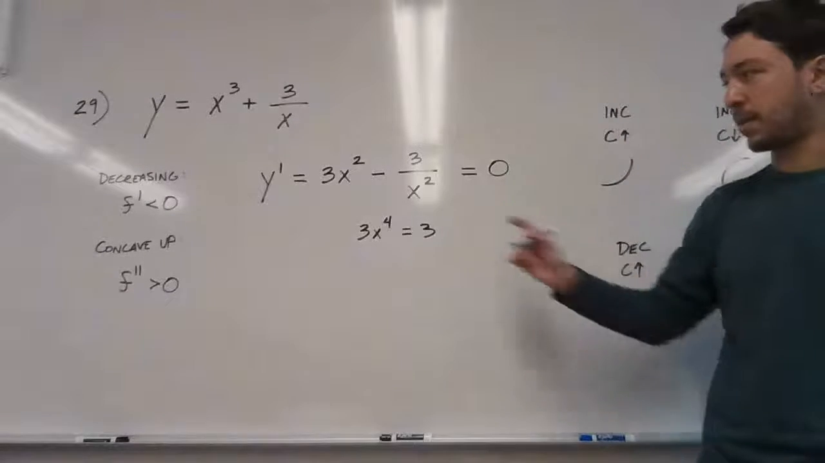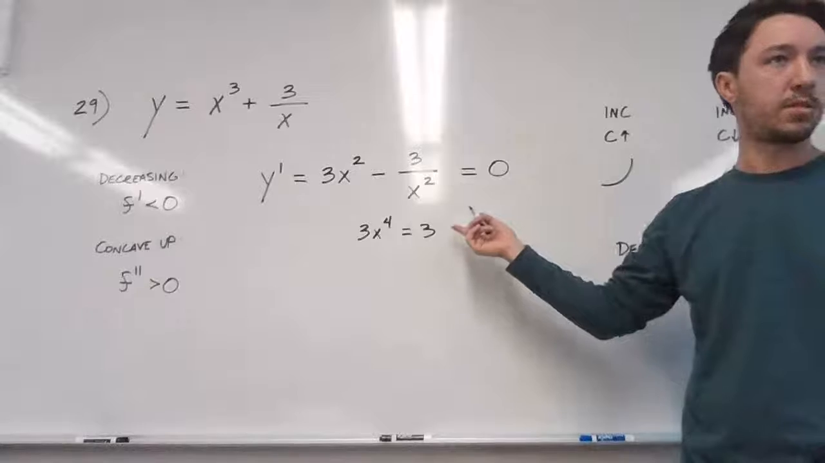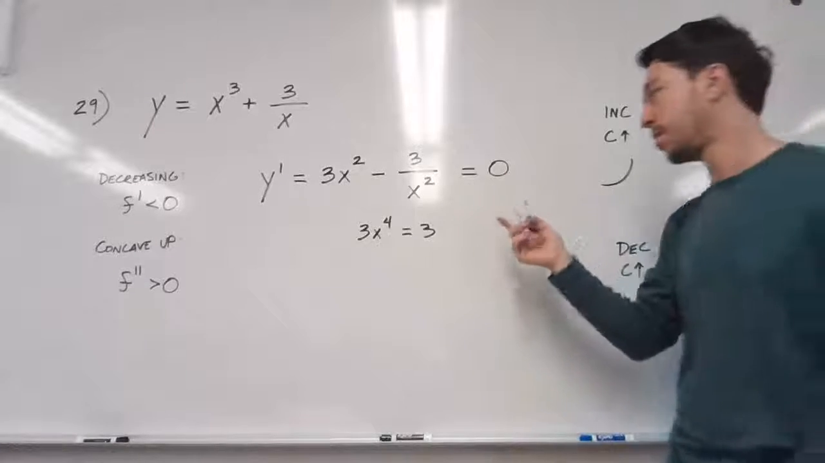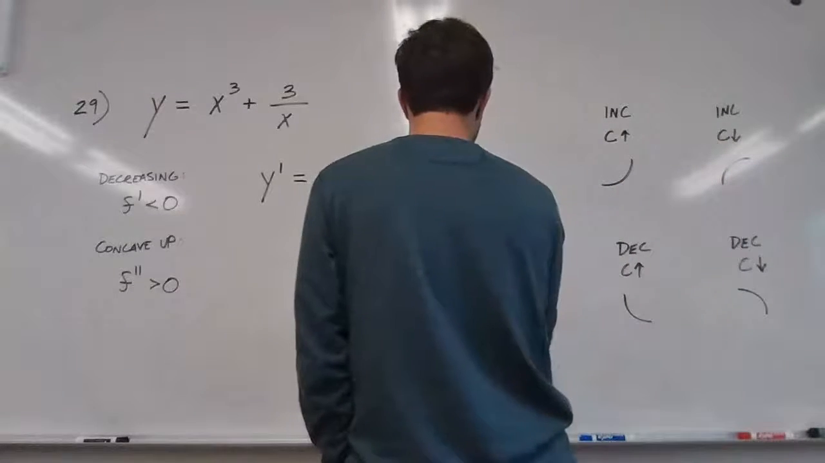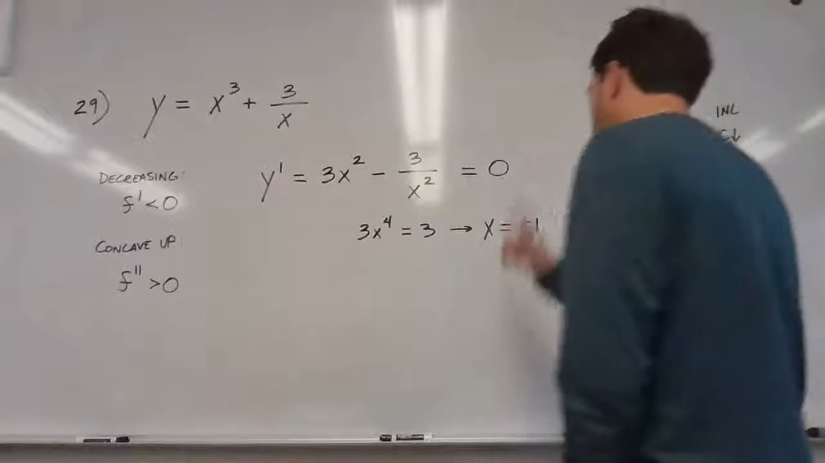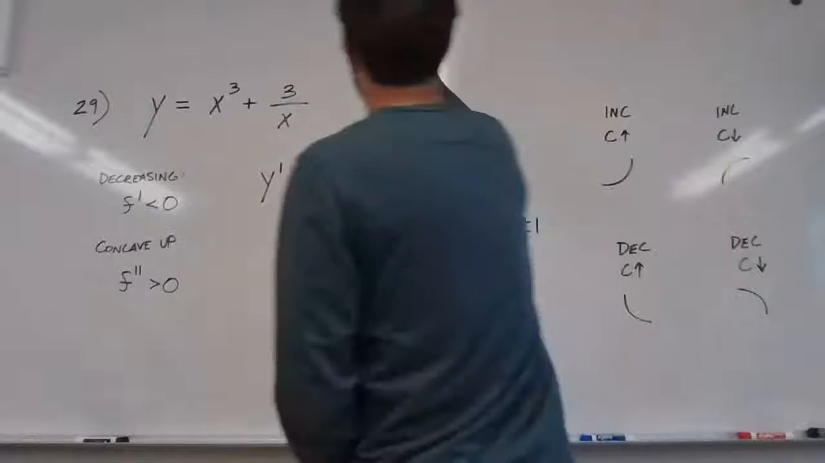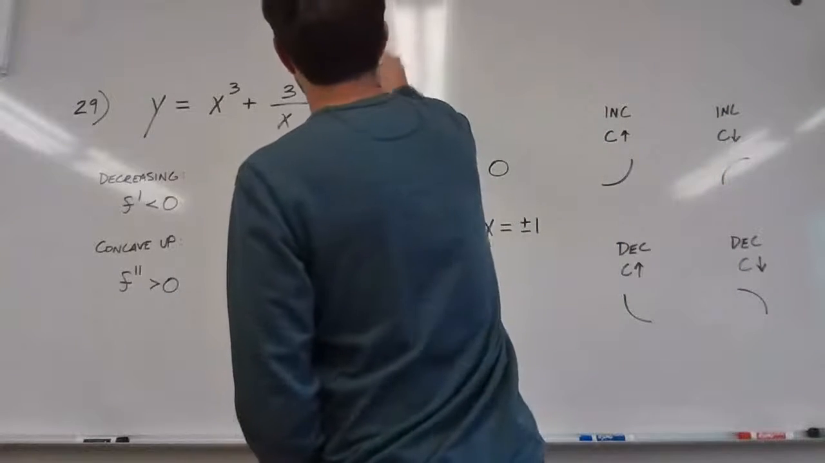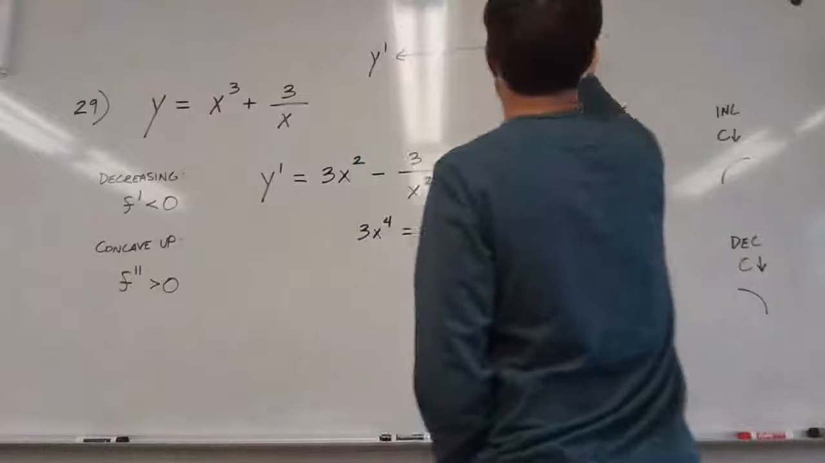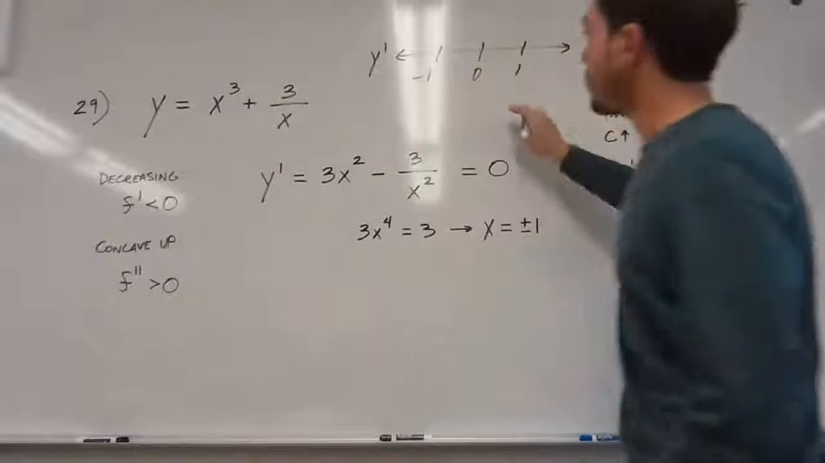Is everyone okay with how I got that? I skipped a step or 2, but any questions? Okay, good. So what's the answer to this? What are the x values? Plus or minus 1. There is one more critical value though, which is 0. It's the asymptote. So on my y prime number line, I've got 3 values on there.